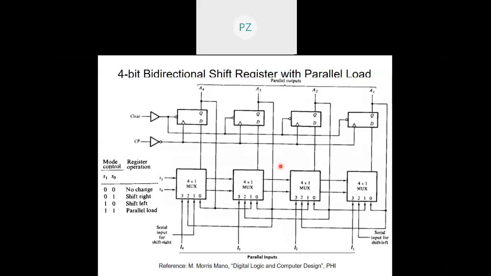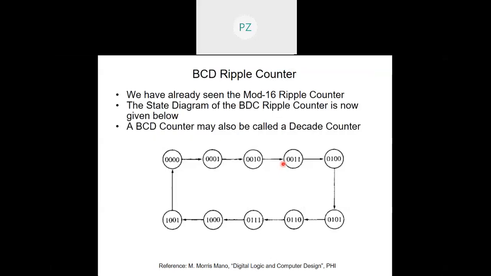Now next, we will get to design a BCD ripple counter. We've already seen the modulo 16 ripple counter. In that case, we had employed T-type flip-flops in which the least significant T flip-flop was receiving the clock pulses to be counted, but then the Q of the least significant bit was fed as the clock to the next T flip-flop. So we've already analyzed this. That was about the modulo 16 ripple counter, in which we employed 4 different T-type flip-flops.